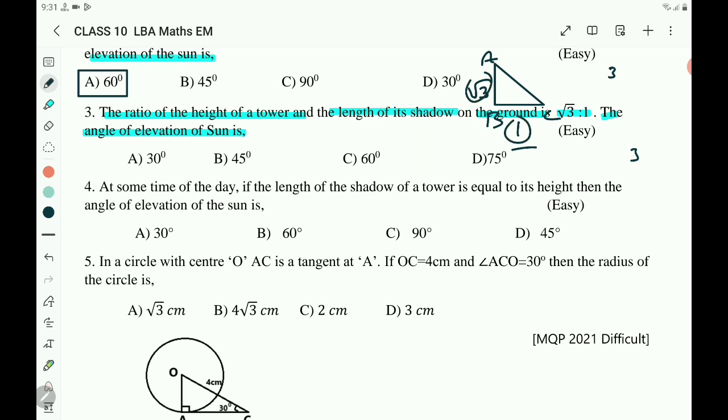Root 3 is to 1. The height and the shadow are in the ratio root 3 is to 1. So what we have to find out? We have to find out the measurement of the angle C, that is the angle of elevation.